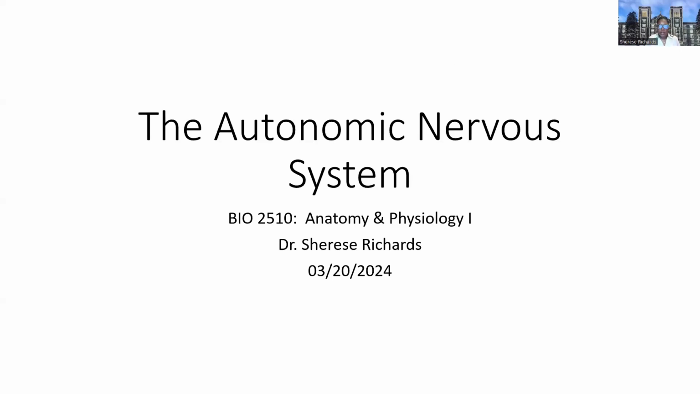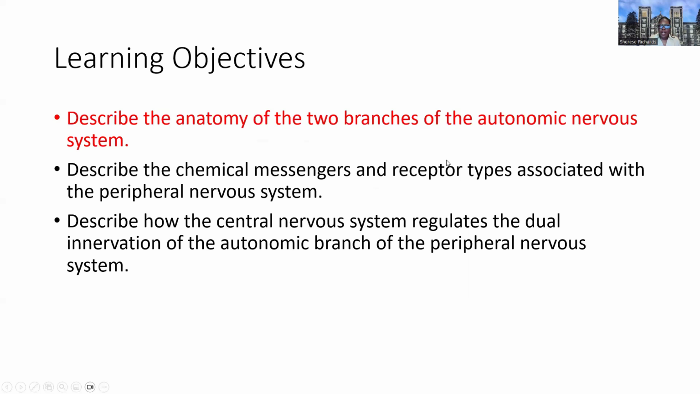We're looking at the autonomic nervous system today. Again, this is one of the divisions of the peripheral nervous system. We have the autonomic and then the somatic. So we're going to start with the autonomic, and our first objective here is to describe the two branches of the autonomic nervous system. So when you look at the overall nervous system, there's central and there's peripheral.